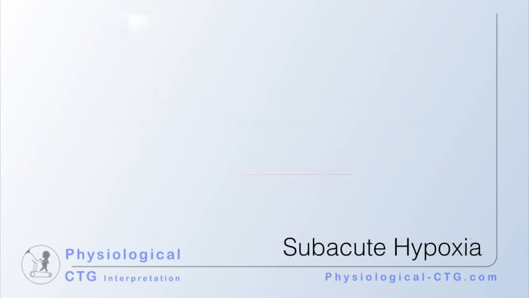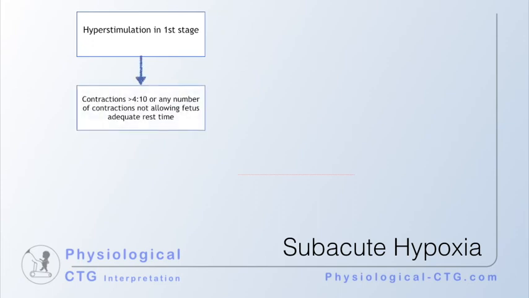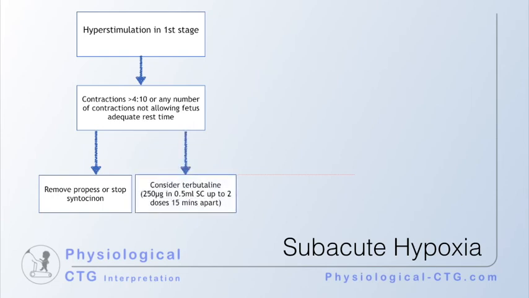Subacute hypoxia may be caused by hyperstimulation in the first stage, where there are contractions of more than 4 in 10, or any number of contractions where the fetus has not got adequate rest time to recover. We remove propes or stop syntocinon if relevant, and consider terbutaline.